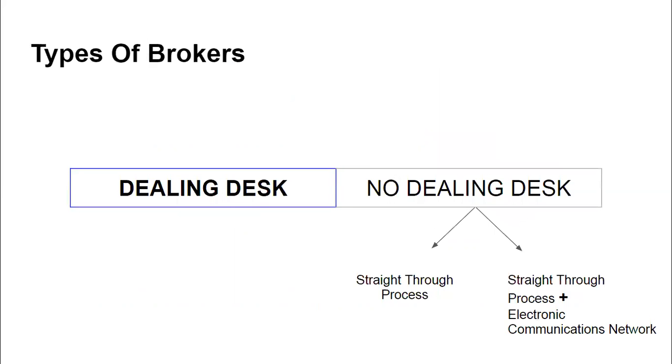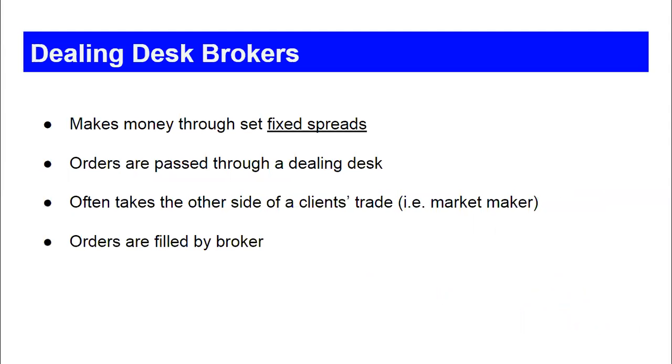Now, in terms of types of brokers, we have the dealing desk and we have the no dealing desk. Under the no dealing desk, it splits out into what is called STP, straight through process, or STP plus ECN, straight through process plus electronic communication network. With dealing desk brokers, they make their money through set fixed spreads.